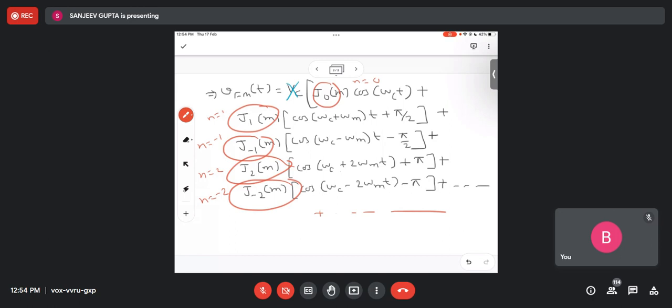That means here my bandwidth requirement, which was earlier twice of omega m, now has an infinite bandwidth. So basically, theoretically, your FM signal has infinite bandwidth, because I have various frequencies, FC plus minus FM, FC plus minus twice of FM, and I can write one more, FC plus minus thrice of FM, and so on.